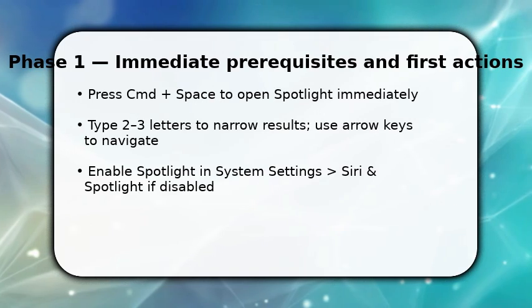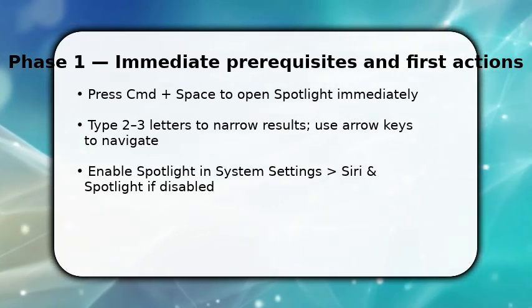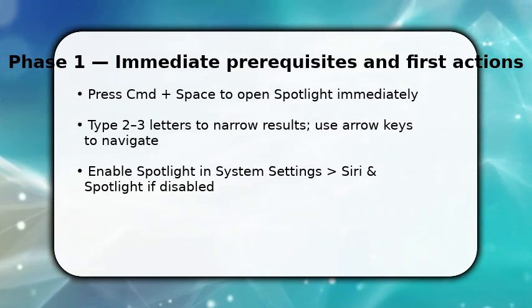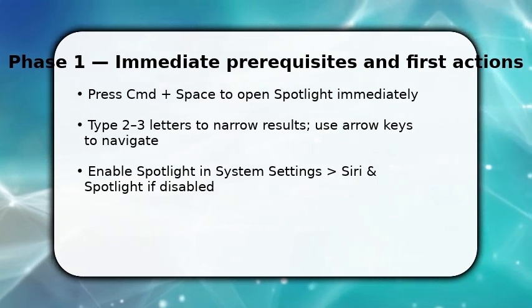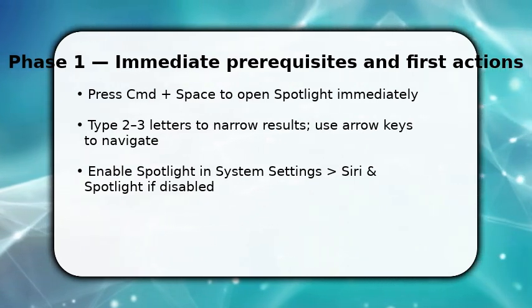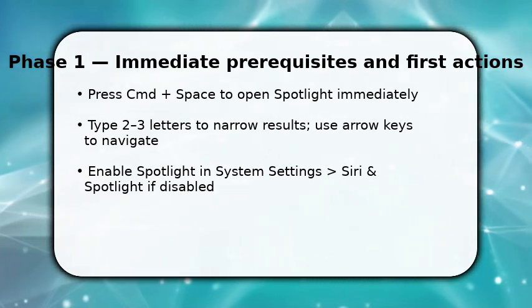You start by opening Spotlight with CMD plus space. This is the quickest entry. Once open, type 2 or 3 letters of the file, app, or setting you need. This prunes results fast. Use the up and down arrow keys to preview items without leaving the keyboard and press Return to open. If Spotlight doesn't appear, make sure it's enabled in System Settings under Siri and Spotlight.